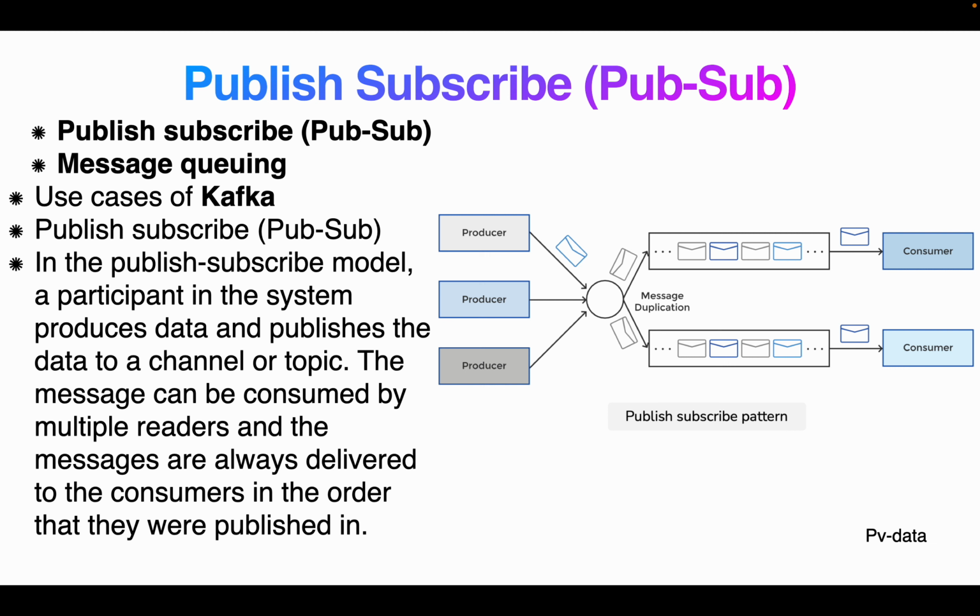So let's talk about pub/sub. In the publish-subscribe model, the system produces data and publishes it into channels or topics. A topic is like a table. The messages can be consumed by multiple readers, and the messages are always delivered to consumers in the order they were published. So whatever order you publish data in using the producer, the consumer will receive the data in the same order, and one topic can be consumed by multiple consumers.